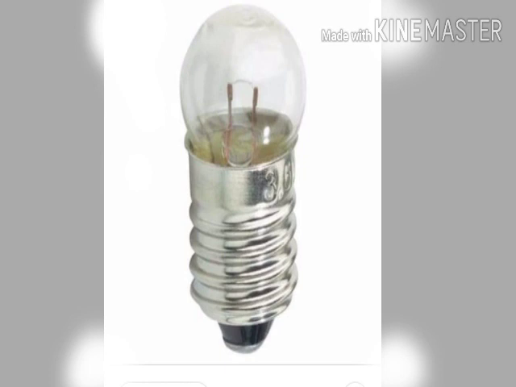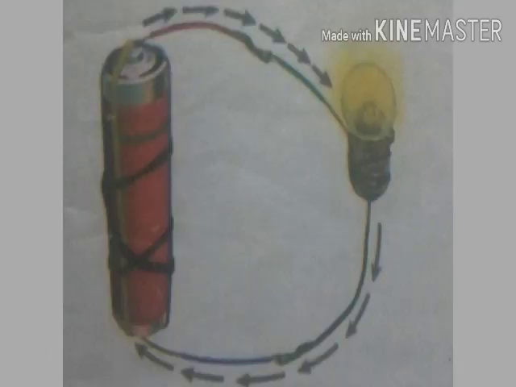Now a bulb connected to an electric cell. That activity I will explain in my audio session. Okay? What is an electric circuit? A closed path through which the electric current flows is called an electric circuit.